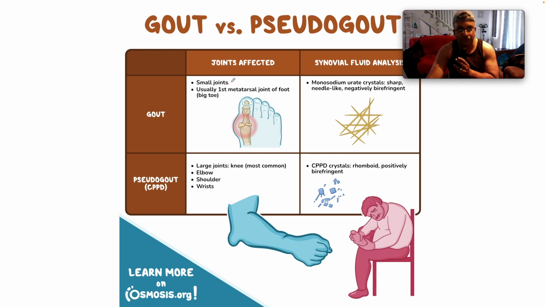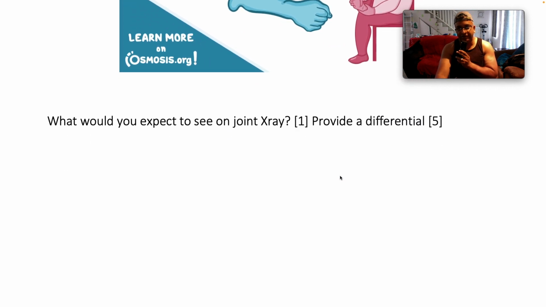The joints affected in gout: gout has a predilection for certain joints, usually the small joints, and the classic presentation is podagra, which is the first metatarsophalangeal joint of the foot, the big toe. Whereas pseudogout likes the large joints. It goes big or goes home. Large joints, especially the knee, which is most common, also affect the elbows, the shoulders, and the wrists. And of course, we already touched on this, in synovial fluid analysis, what you will see is monosodium urate crystals, which are needle-like and sharp and negatively birefringent, versus in CPPD, which is pseudogout, where you get rhomboid-shaped, positively birefringent crystals on polarized light microscopy.